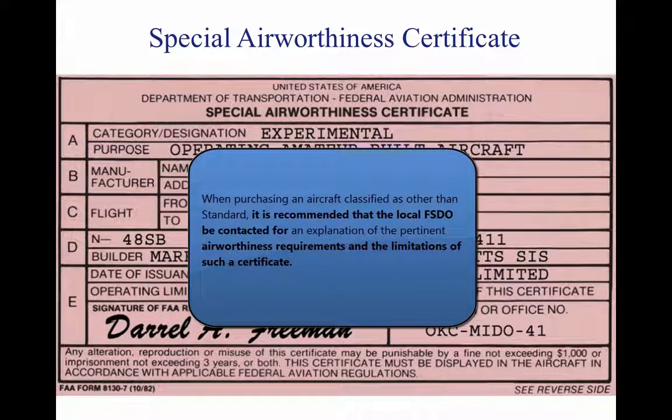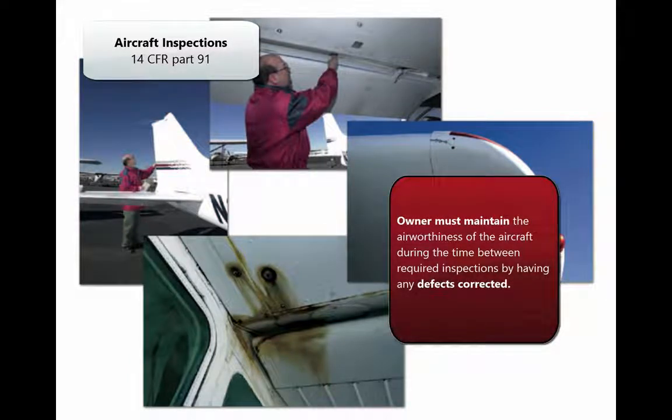When purchasing an aircraft classified as other than standard, it is recommended that the local FSDO be contacted for an explanation of the pertinent airworthiness requirements and the limitations of such a certificate. Aircraft inspections. 14 CFR Part 91 places primary responsibility on the owner or operator for maintaining an aircraft in an airworthy condition. Certain inspections must be performed on the aircraft, and the owner must maintain the airworthiness of the aircraft during the time between required inspections by having any defects corrected.